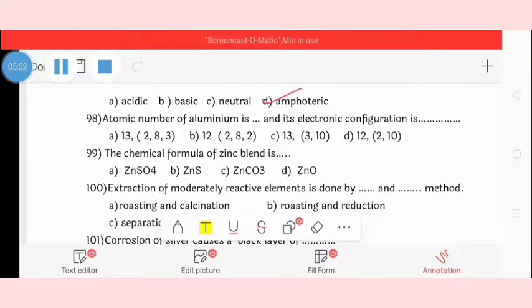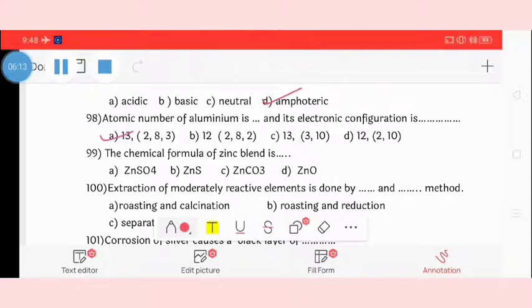Atomic number of aluminium is dash and its electronic configuration is dash. So the correct option is option A, because the atomic number of aluminium is 13 and its electronic configuration is 2, 8, 3, because the first shell contains 2 electrons, the second shell contains 8 electrons and the third shell contains 3 electrons. So the total number is 13. Next question.